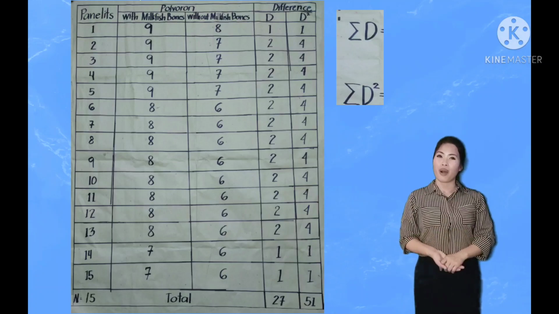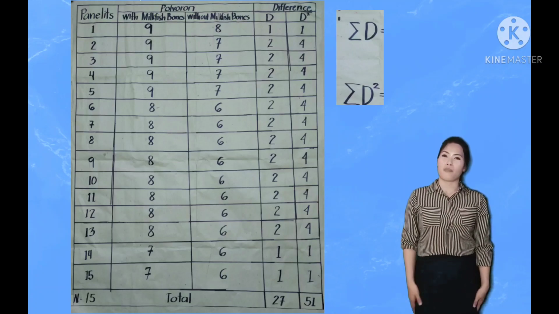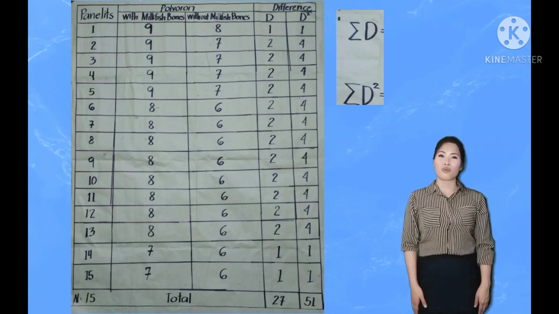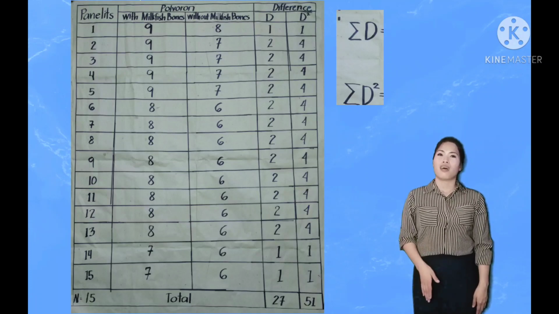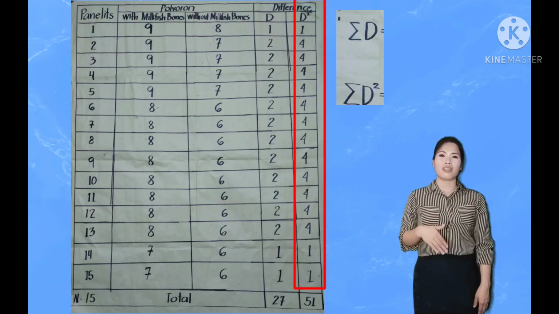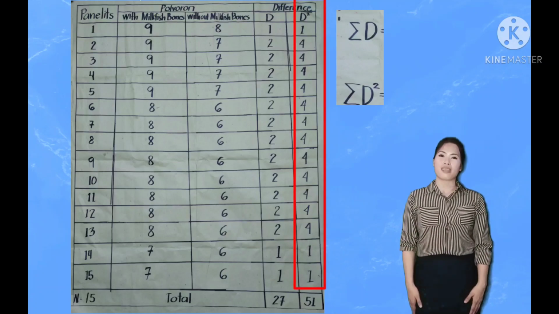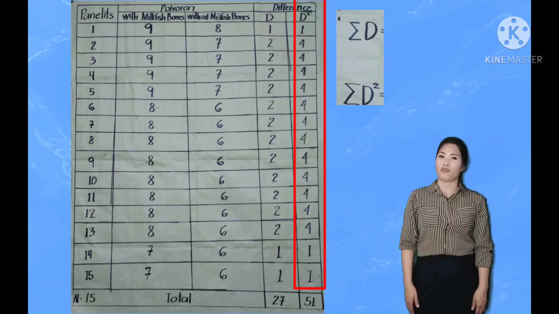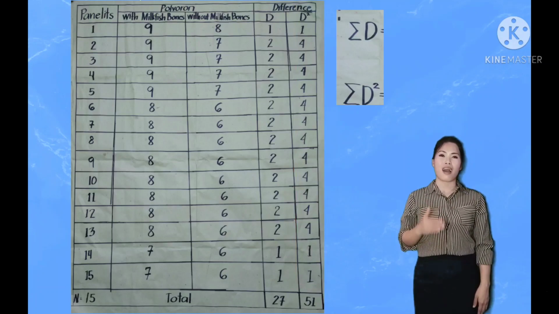So now, after that, what is the next step that we're going to do? According to the steps, we need to add all together the D squared column to get the summation of D squared. So now let's add all together.